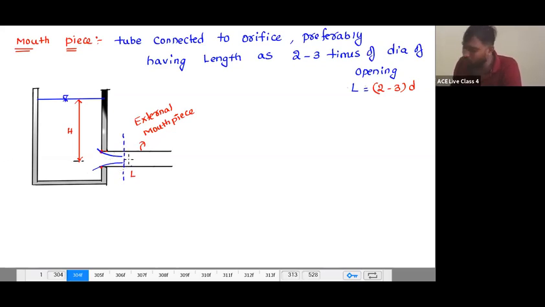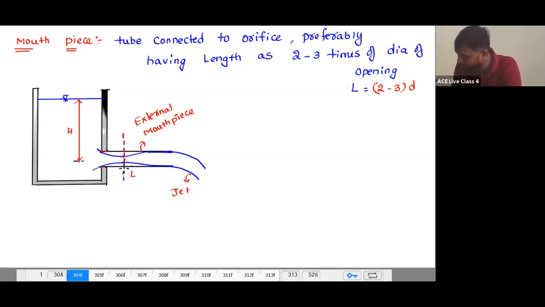This is the vena contracta. And from here onwards, the jet emerges out. Finally, after the vena contracta, the jet emerges with the same area as the opening. This is the emerging jet. You see, this is the jet, and this is nothing but the vena contracta.